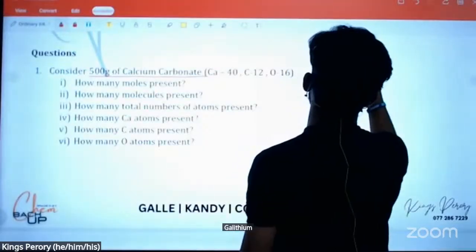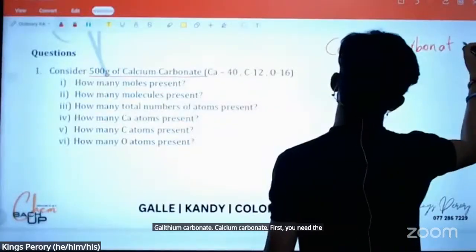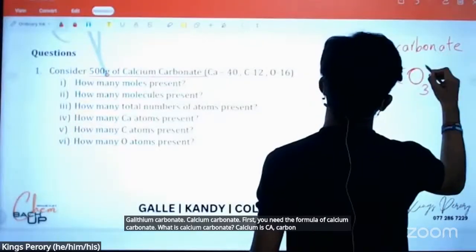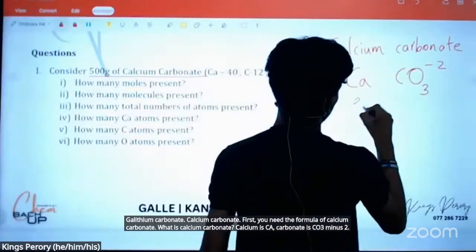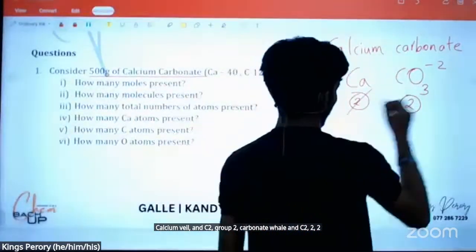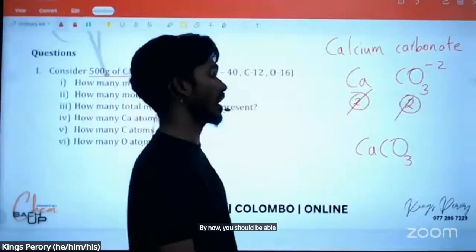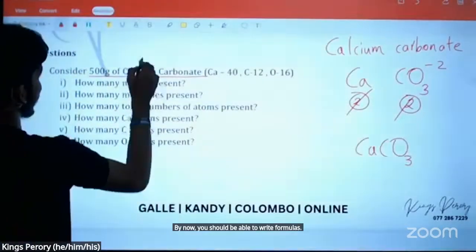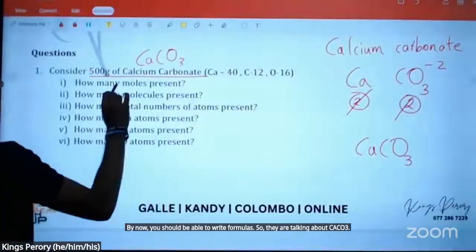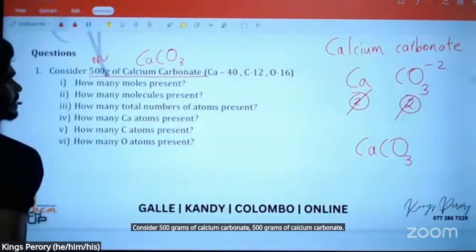Calcium carbonate. First, you need the formula of calcium carbonate. Calcium is Ca, carbonate is CO3 2-. Calcium is group 2, valency 2, carbonate valency 2, so no need to write them. Then the formula is CaCO3. By now, you should be able to write formulas. So they are talking about CaCO3. Consider 500 grams of calcium carbonate. This is the given mass.